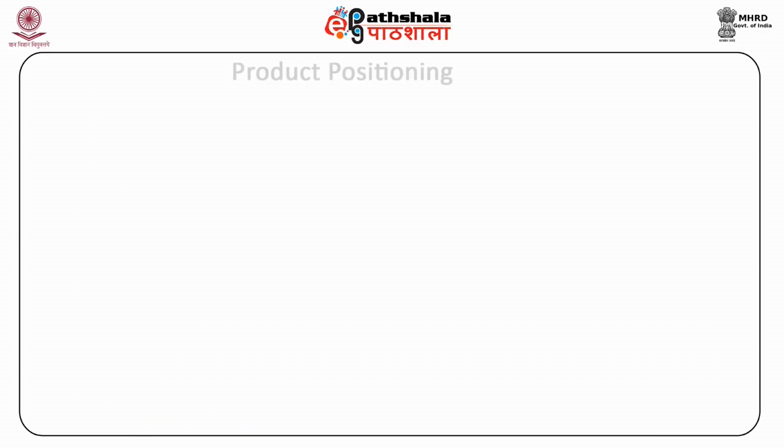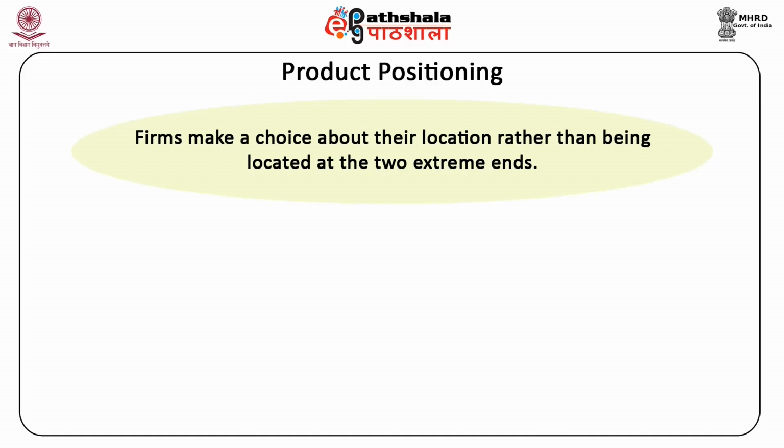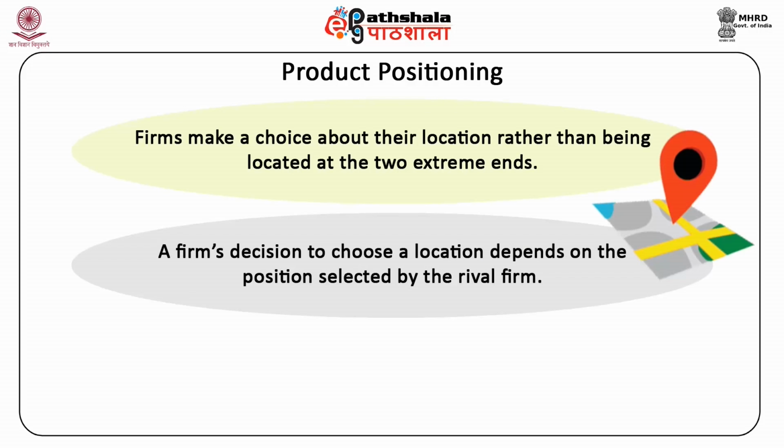Product positioning. In the Hotelling model, we assumed that the firms are located at two extreme points of the mile-long stretch and that the consumers are evenly distributed along it. An extension to this could be a case where the firms make a choice of their location rather than being located at the two extreme ends. This product positioning is an important characteristic of firms in many industries. A firm's decision to choose a location depends on the position selected by the rival firm. Distance from the rival firm is determined mainly by the choice of product characteristics by the rival firm.